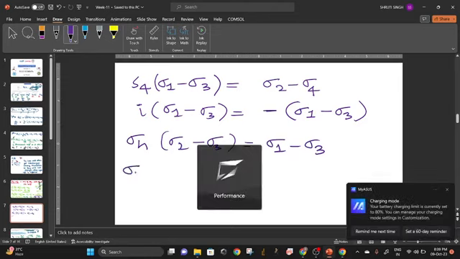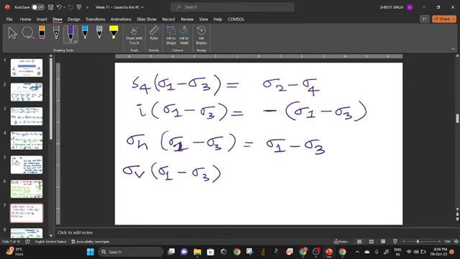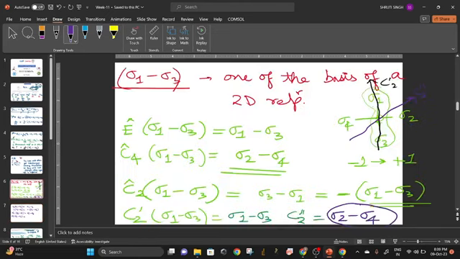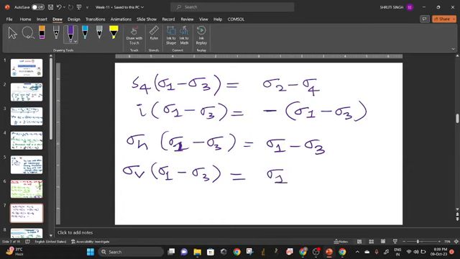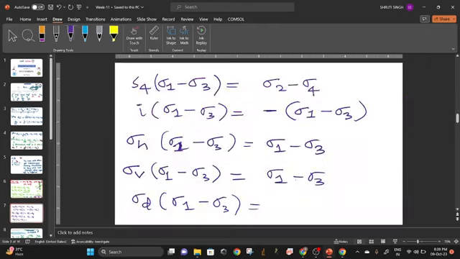Next, when you apply sigma v, sigma 1 minus sigma 3. When you apply sigma v, which is along the bond, nothing will change. So it will remain sigma 1 minus sigma 3. But when we apply sigma d, which is in between the bonds, these two will change, these two will change. So it will give sigma 2 minus sigma 4.